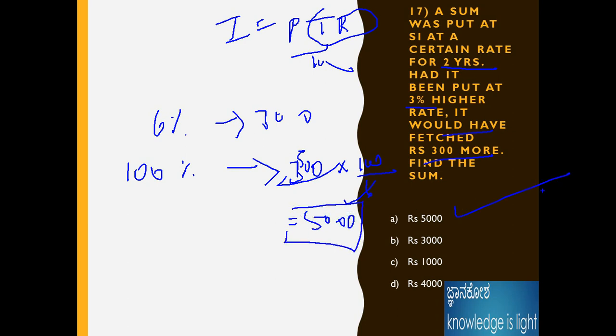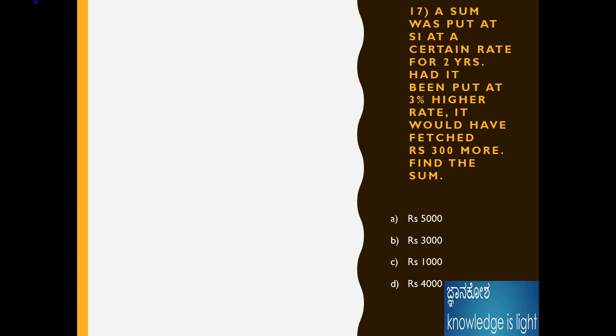Or else, the normal method. How could the normal method be? This should be very easy. Here it is given that it could fetch 300 more. I don't know the interest for 2 years at the 2% rate. Just make it as I2 minus I1. It is given 300 more. Here for 2 years, 3% is more. I2 is 3% more, means P is equal to, solve from your end, 2 into 2 years.